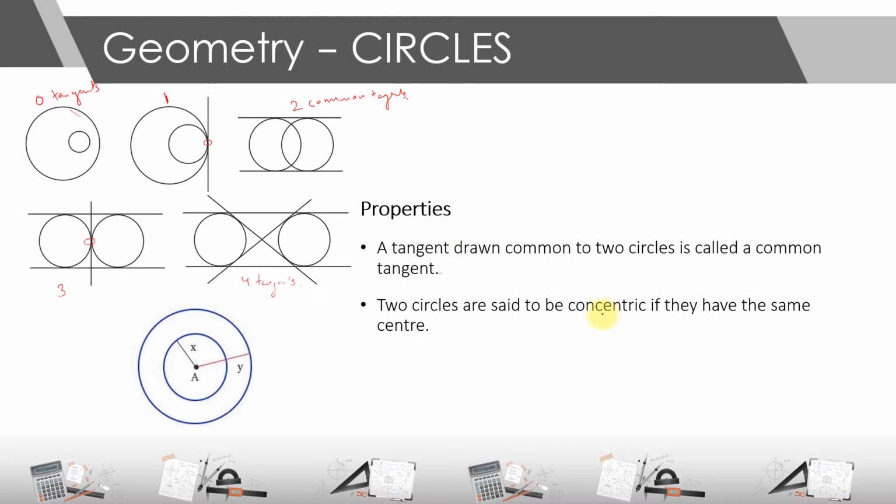Then lastly, there is this concept of concentric circles. Concentric circles means that two or more circles are having same center. So their centers are coinciding. So these are concentric circles. Their radius may be same or they may be different, but the center point is going to be the same.